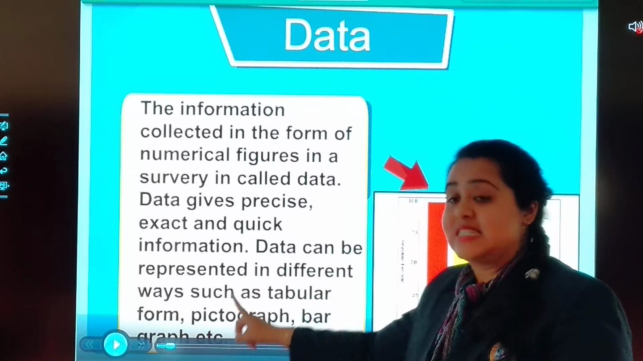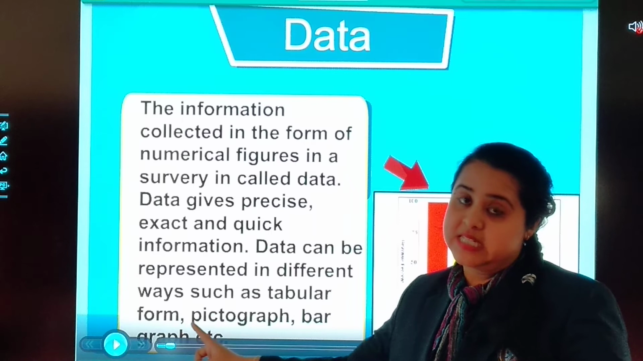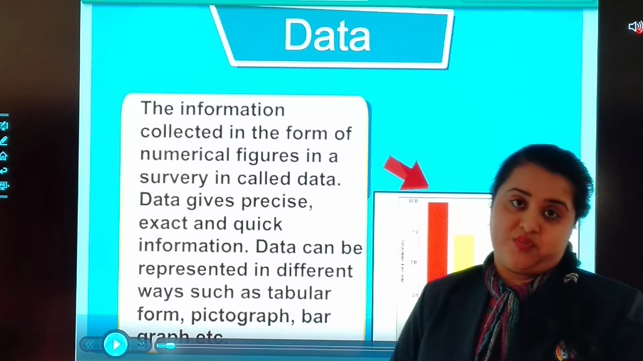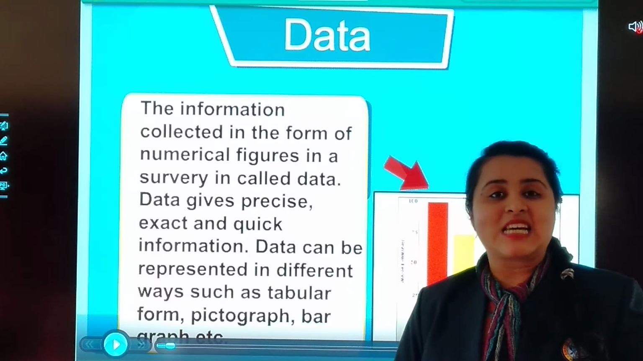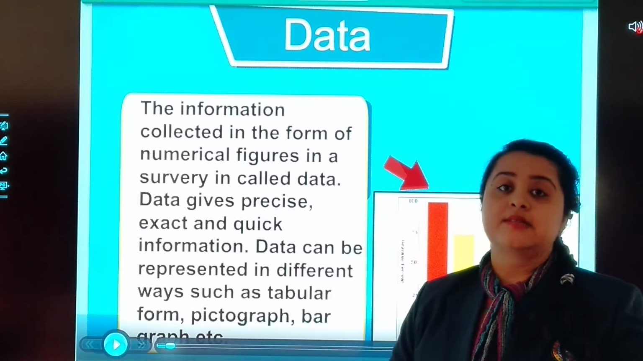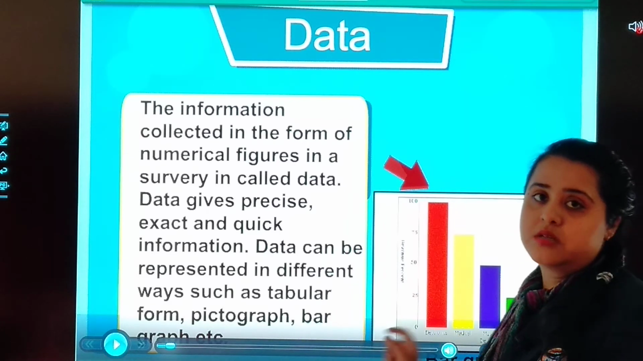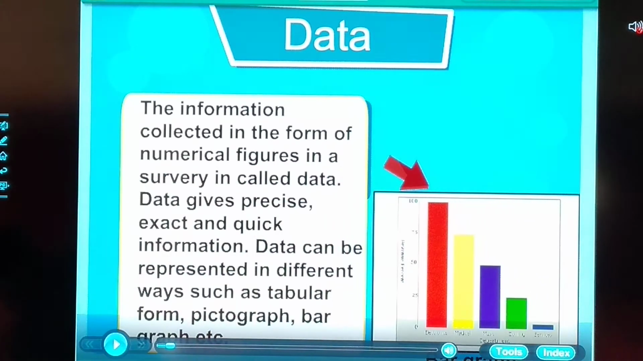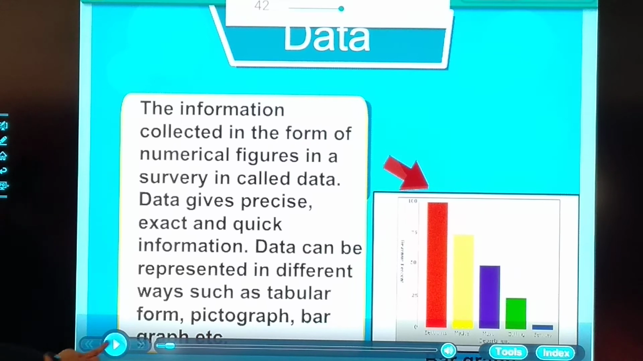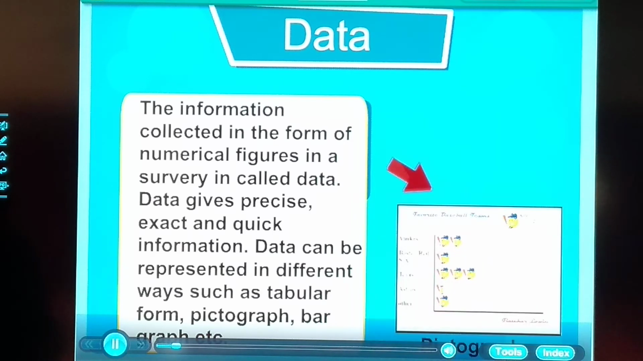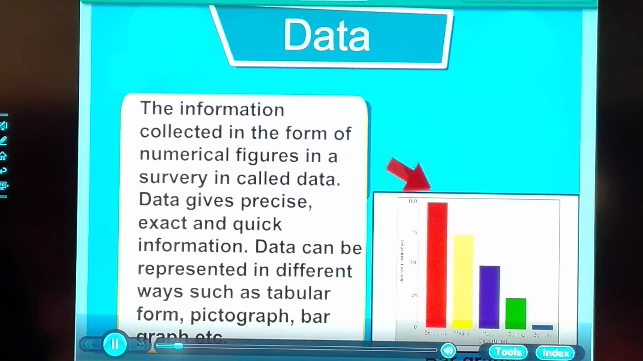Data can be presented in different ways, such as tabular form, pictograph, bar graph, etc. There are many ways to present anything. You can use the tabular method, you can use the graph method, you can draw a pictograph also. Data gives precise, exact and quick information. Data can be represented in different ways, such as tabular form, pictograph, bar graph, etc.